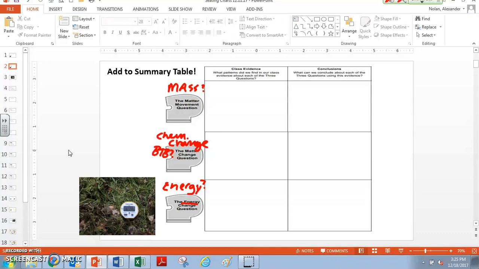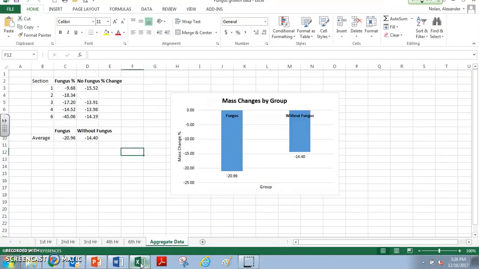So let's just kind of start with the matter movement question, mass. What we observed was that the plates of our fungi, the ones that had fungus, decreased in mass a lot more than the ones that didn't have fungus. So for the plates that did not have fungus, we only saw a change of about 14.5 grams. But the plates that had fungus, we found that they changed by almost 21 grams. And this is with all of my sections added together.